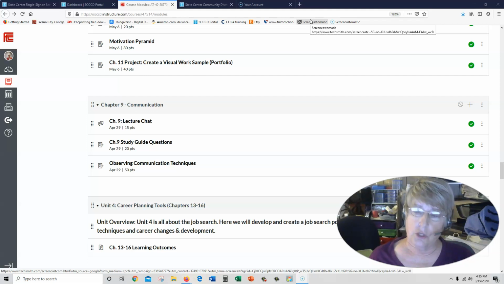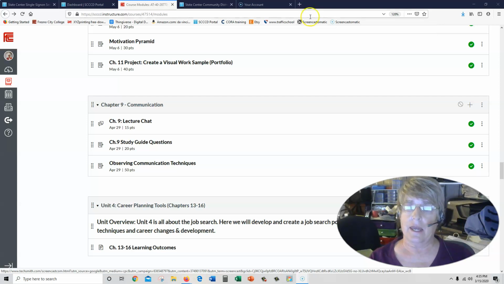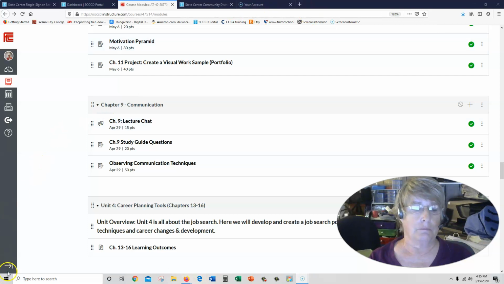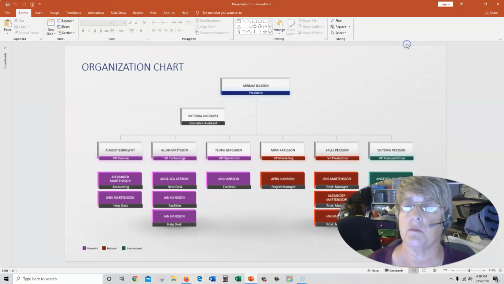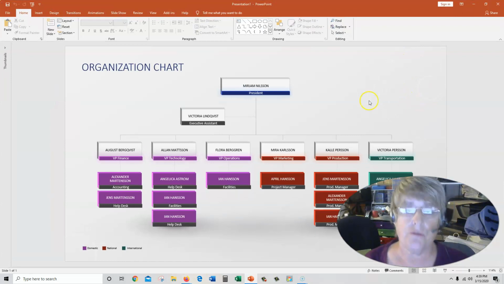So there's two major types of communication in the workplace. The first one is formal communication. And if you look at an organization chart, such as this organization chart, I'm going to make this larger. The formal communication would be like the president of this company sending a message to the executive assistant about how they want technology to be handled.